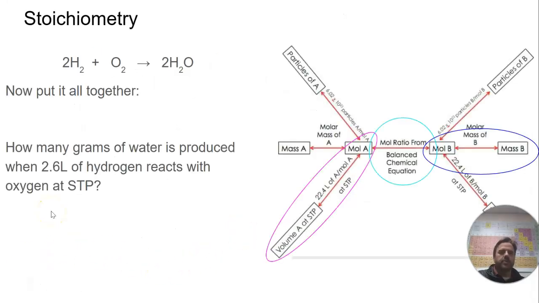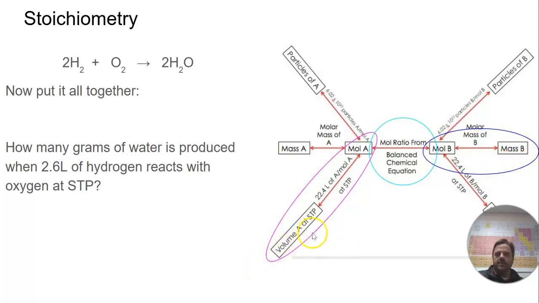Okay, so now we're going to put it all together and give some examples. Our goal, if you look at this, is to get to grams of water, and we're starting with liters. So in this case, we're going to start down here at this airport, volume of A at STP. We've got liters of hydrogen gas, but we want to get to mass of water.